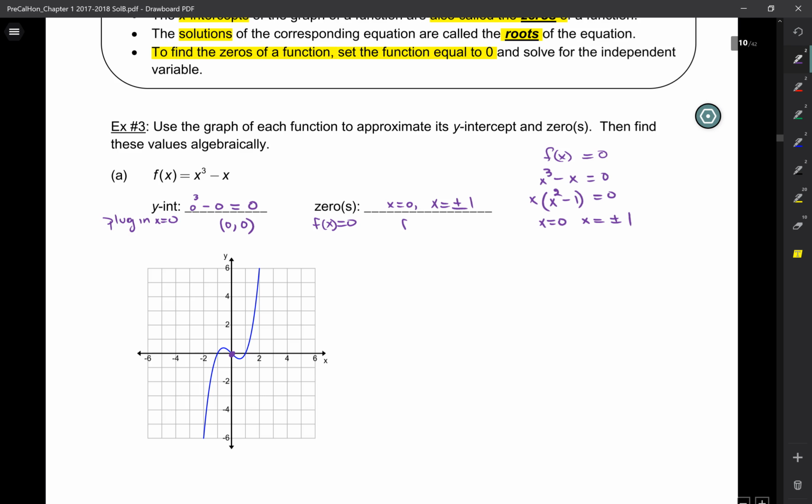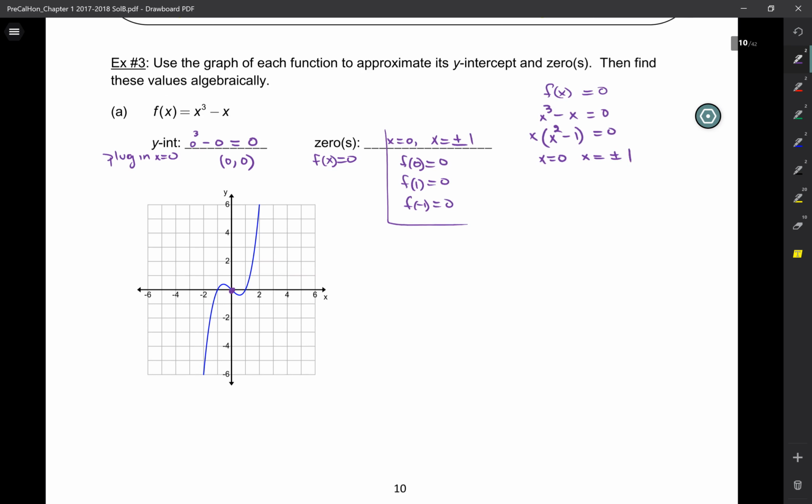We can also say f of 0 is equal to 0, f of 1 is equal to 0, f of negative 1 is equal to 0. For now, keep in mind that there are different ways of writing the same thing. We'll specify later. And you can see that, yes, sure enough, there are 3 points where it hits the x-axis. Okay.